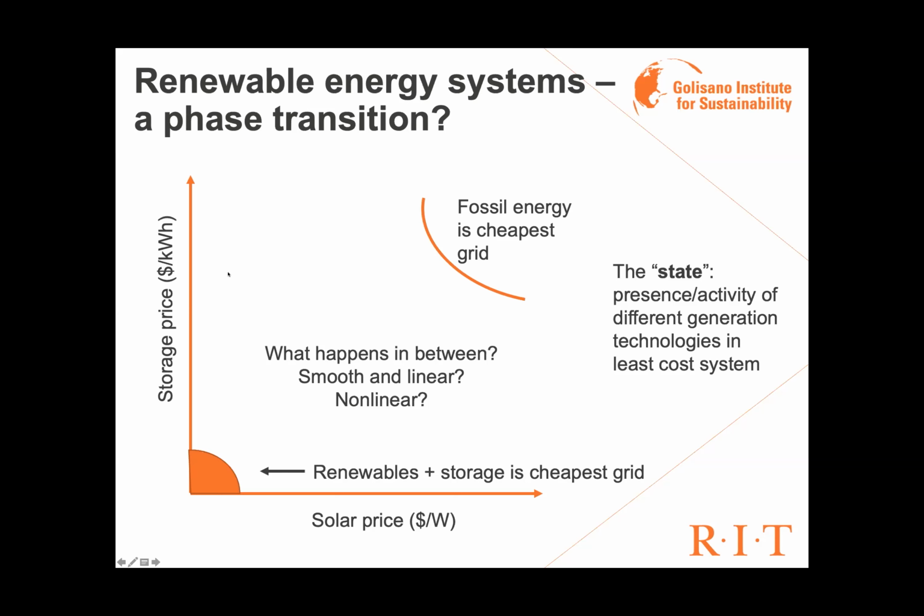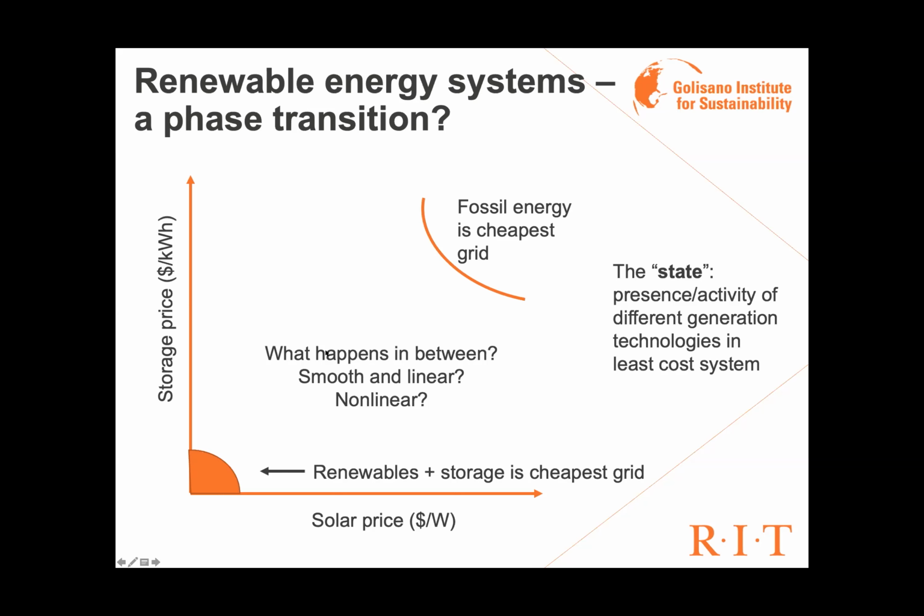And so to illustrate the idea, here's an example where we're considering two variable technology prices, storage price and solar price. And imagine that solar price and battery price are very high. Then any least cost energy system will not incorporate them, and the least cost system will be fossil fuels or something else. But if you imagine really, really super cheap solar and batteries, then the least cost system will be just those two technologies, excluding everything else. And so it's like a phase transition.